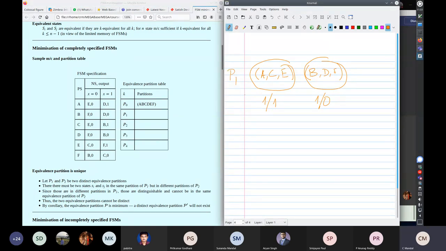So that way you can continue to reduce this partition. So we'll continue with this in the next class.